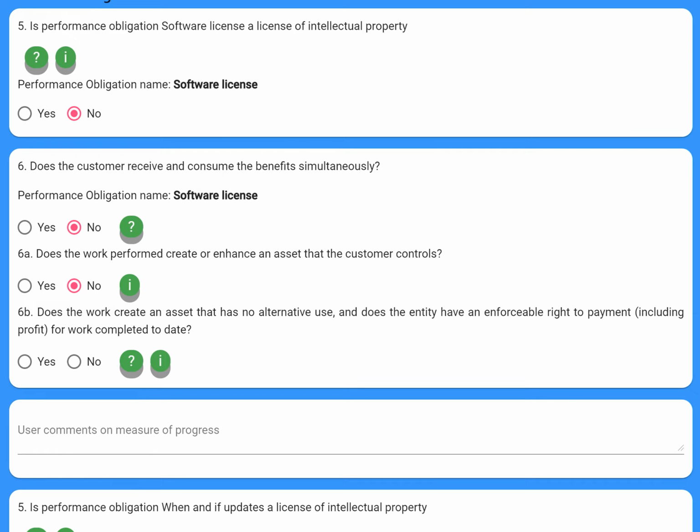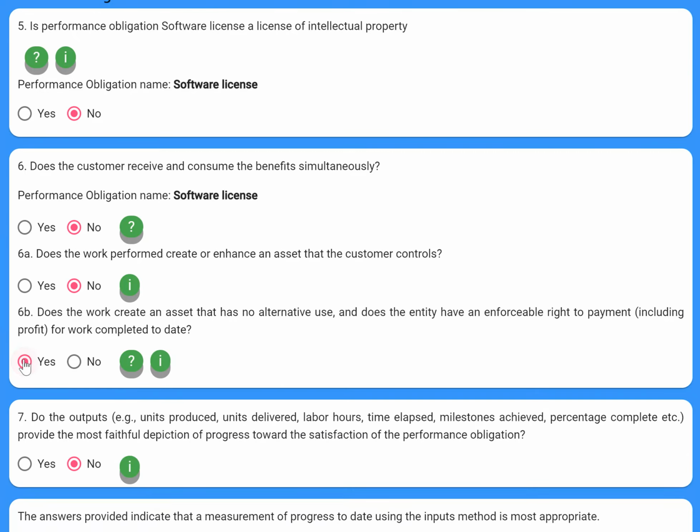The question is, does the work create an asset that has no alternative use, and does the entity have the enforceable right to payment, and that includes profit, for work completed to date? So if you have developed an asset and you can't redirect it to be sold to another customer, there's nothing that you can do with what has been created other than sell it to that one customer. And if the contractual terms mean that you're entitled to consideration, including profit, throughout the duration of the arrangement, then you would meet this criteria, you would answer yes, and then you would be directed to the same questions we had before.